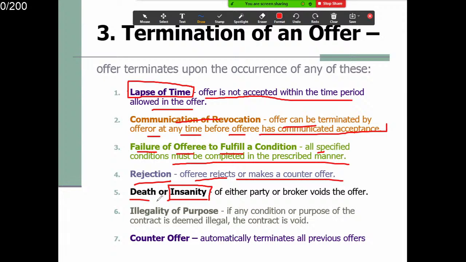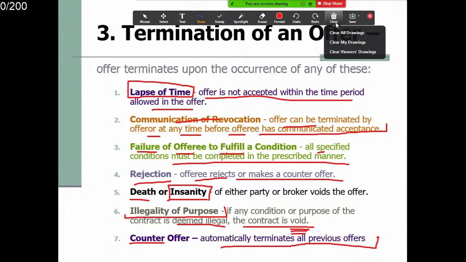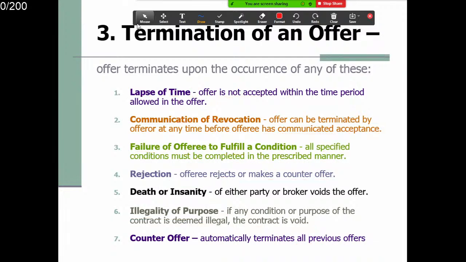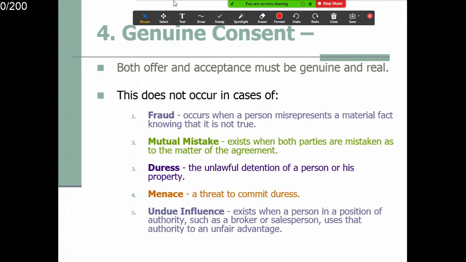所以那个协议就没有了。Illegality of purpose, 不合法的东西也不行。If any condition of the purpose of the contract is deemed illegal, the contract is void. 如果不合法的东西就无效。Counter offer automatically terminates all previous offers. 你有 counter offer，以前的 offer 就结束了，新的 offer take over.